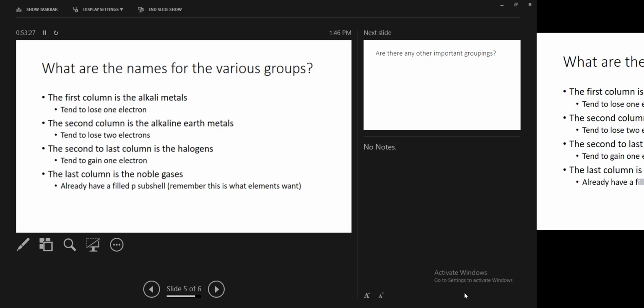How should we answer this question? Real quickly, we're a minute over, I'm sorry. What are the names of the various groups? See list. S-E-E space L-I-S-T. All right? And that's it. That's all I got for you.